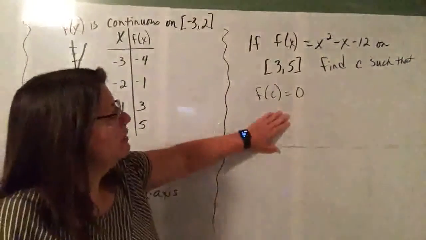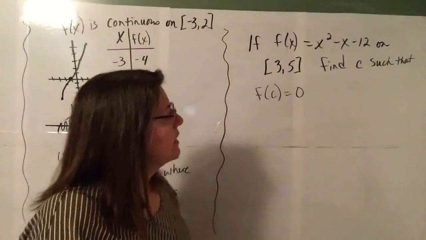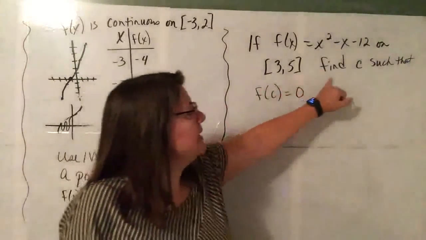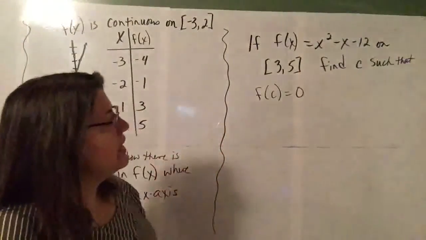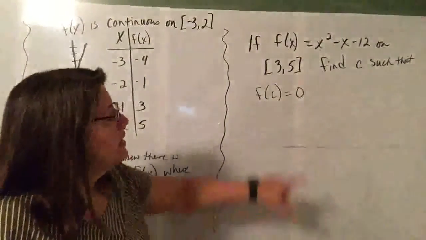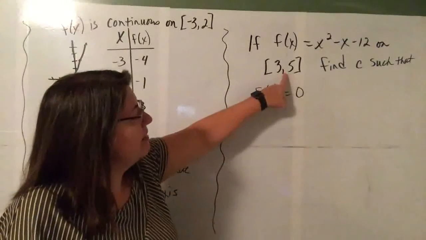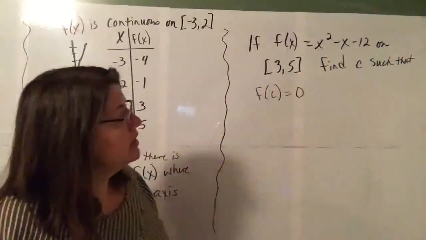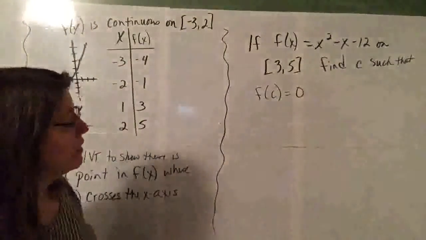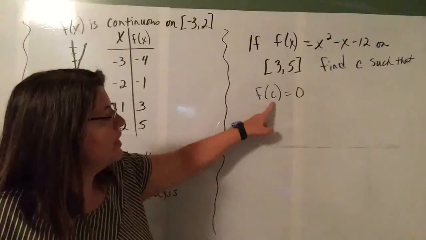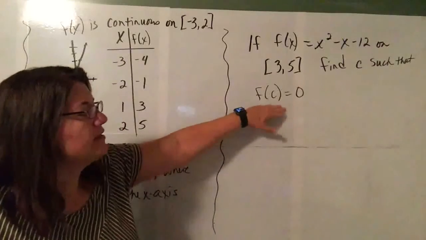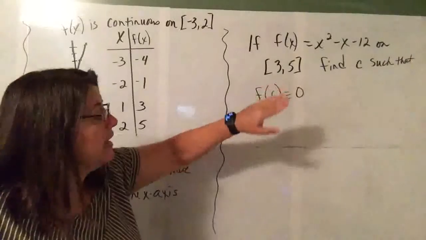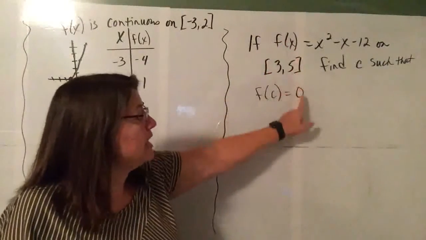In the second one, if f of x equals x squared minus x minus 12, on the closed interval 3, 5, find c such that f of c equals 0. So in this one, they're asking us to find the x value between 3 and 5 where the function equals 0, where f of x equals 0. Now, if f of c equals 0, basically what they're telling us here is that the y value of the function is 0. So they're telling us we need to set the function equal to 0.